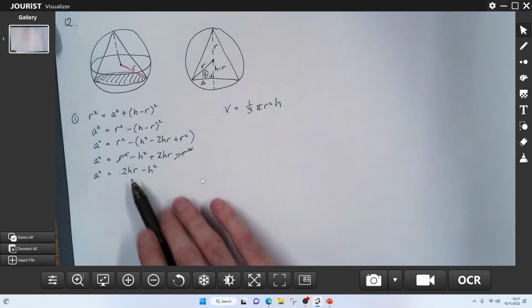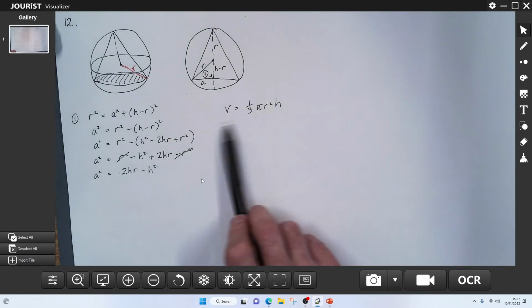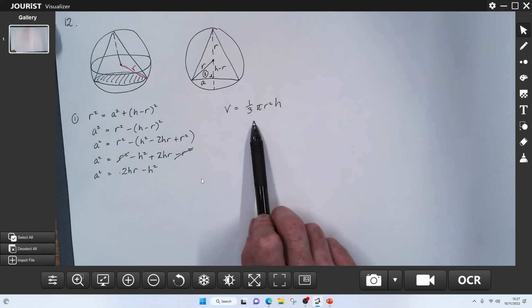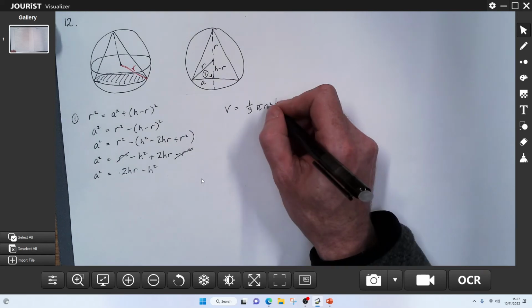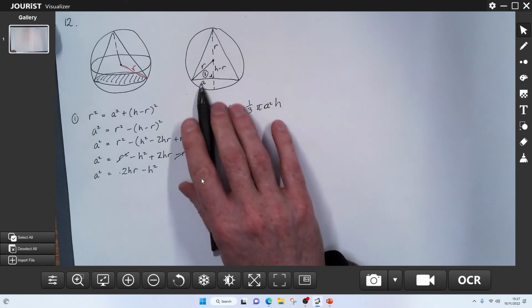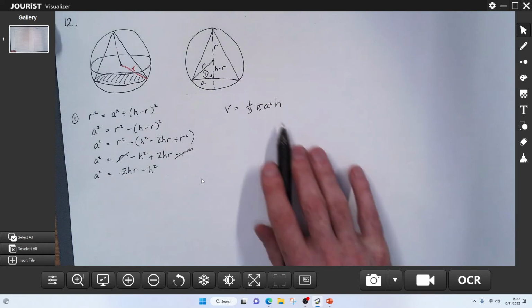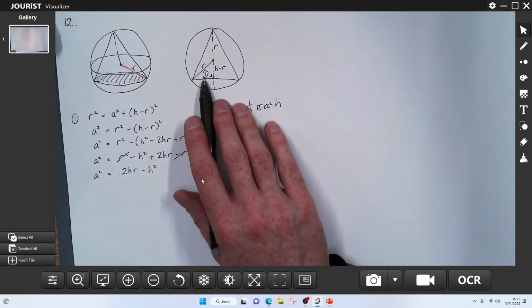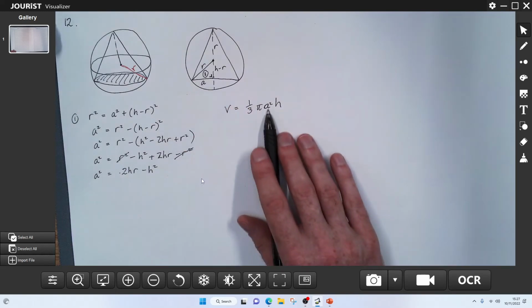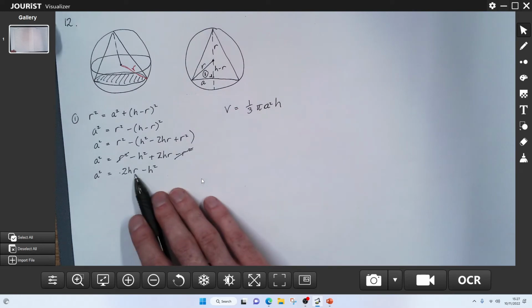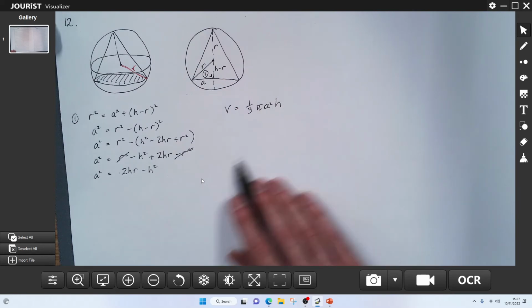We just need to make sure we use the right radius. The a squared equals 2hr minus h squared, then the r in the cone is a squared, not r. Because to make r a radius, don't mix up the r's. It's a squared because the r in the cone is your a. So next, a squared equals 2hr minus h squared, to make the substitution.